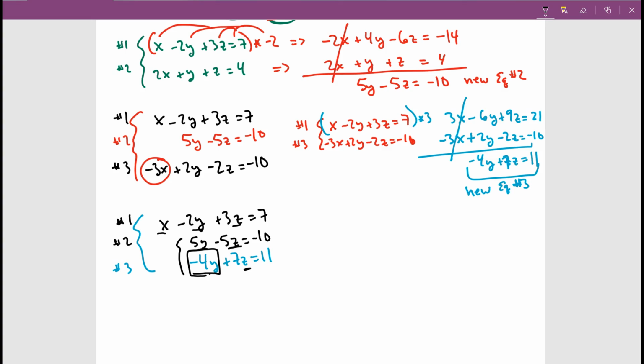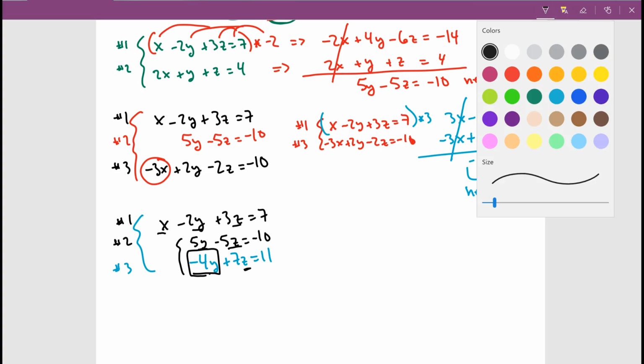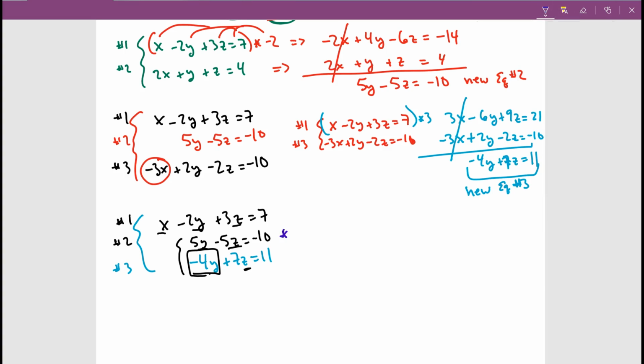So here we have an elimination. We need to convert them into a lowest common multiple, in this case it's going to be 20. So I'm going to multiply the first one by 4, and I'm going to multiply the other one by 5. Okay, so what I'm going to get for the first one is 20y minus 20z equals negative 40. And for the second one, I'm going to have negative 20y plus 35z is equal to 55.